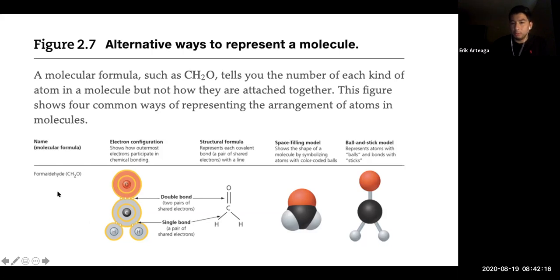All right, so molecular formulas such as CH2O tell you the number of each kind of atom in a molecule, but not how they are attached together. This figure shows 4 common ways of representing the arrangement of the atoms in the molecules. So we have an electron configuration, which is probably the most complex, right? It shows the sharing of those electrons, right? These are representations of the clouds that we talked about, or the shells. And you see the electrons being shared between the oxygen, carbon, and the 2 hydrogens, okay?